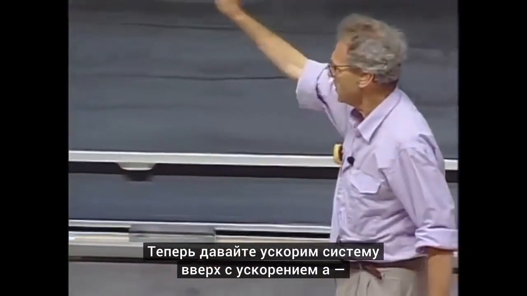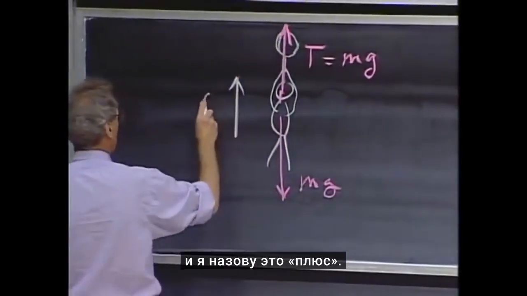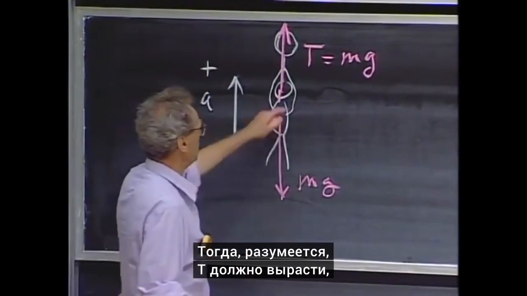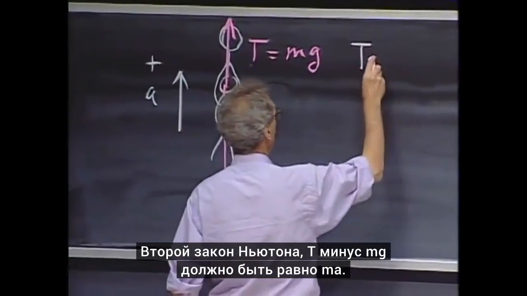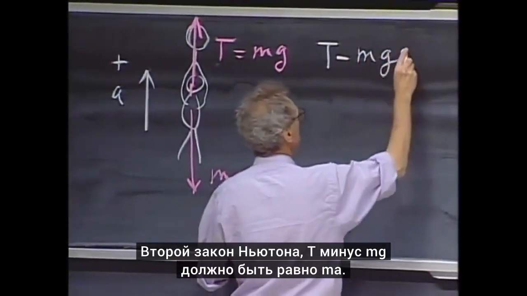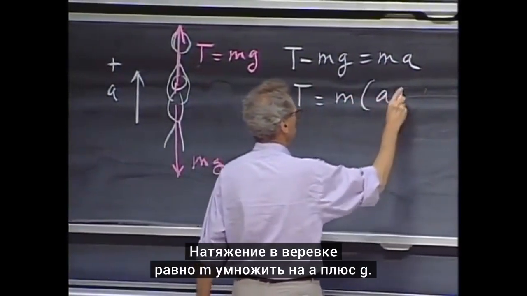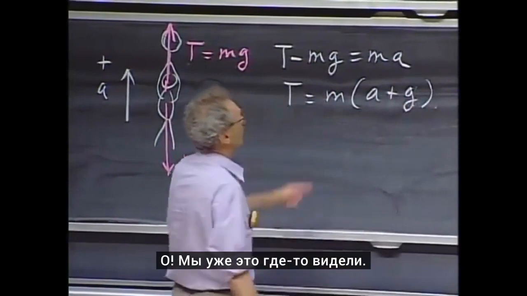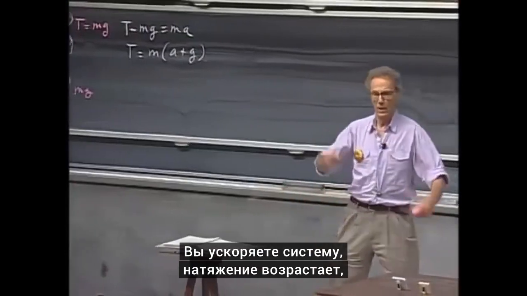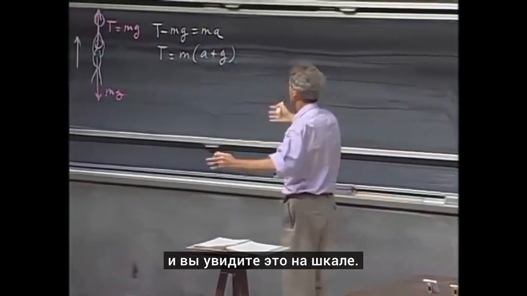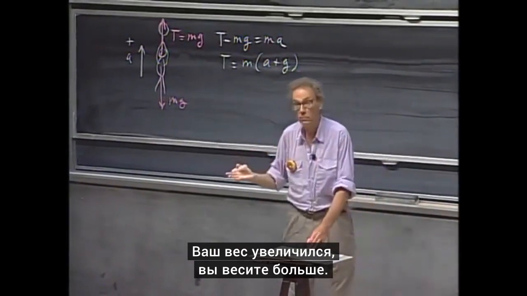Now let's accelerate this system upwards with an acceleration a, and I call this plus. Then, of course, this T must grow, otherwise you cannot be accelerated. Newton's second law: T minus mg must be ma. The tension in the string equals m times (a plus g). We've seen that before. No difference with the elevator. You accelerate the system, the tension will increase, and you will read that on the scale. Your weight has increased. You weigh more.